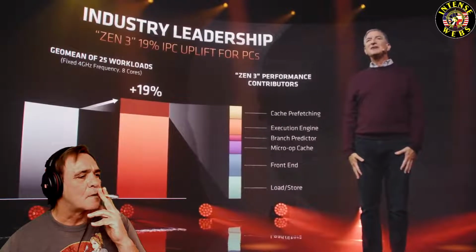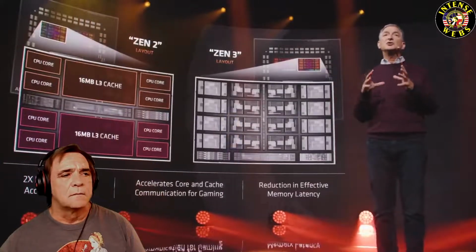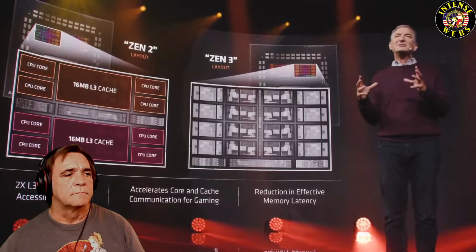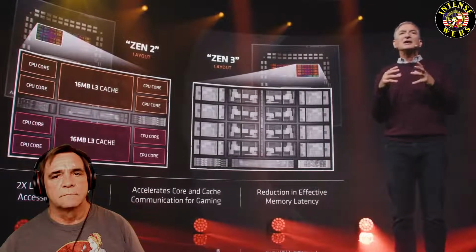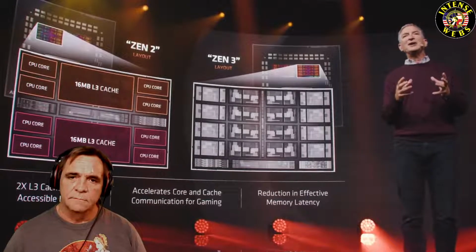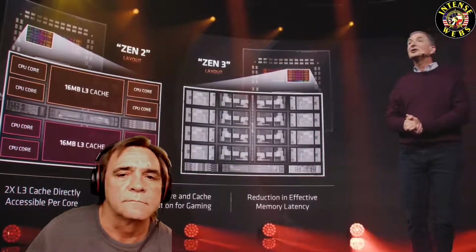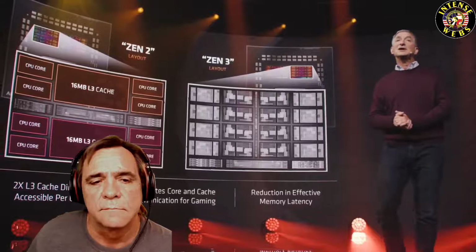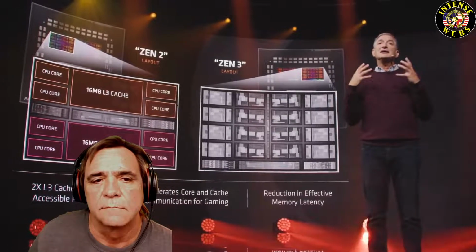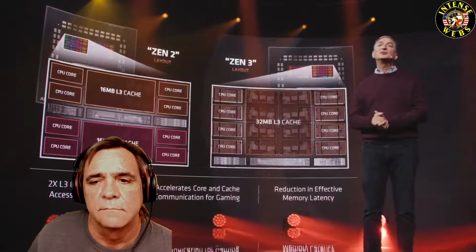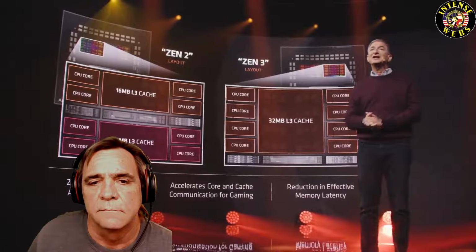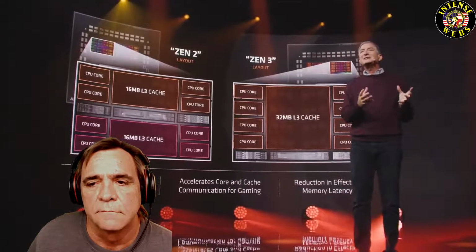Zen 2, in fact, had been organized with two 4-core cache complexes, and it was tightly integrated. That was a very good design, but what we found is that we brought that together into that single unified cache core complex that we brought, that direct access to 32 megabytes of L3 cache rather than the 16 megabytes that we have with Zen 2. That direct access to a cache pool of this size is very significant for gaming.